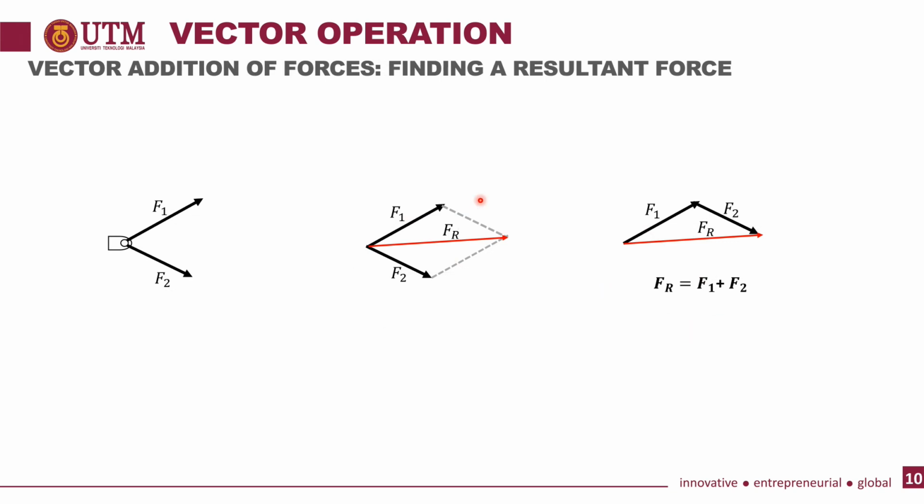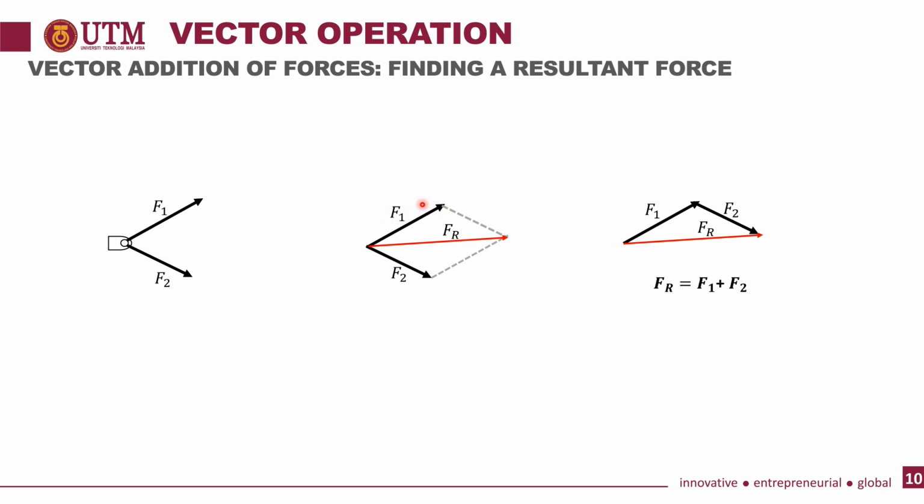This week you will learn how to find a resultant force. Let's say you have force F1 and force F2. As you can see here, the tails of force F1 and force F2 touch each other, so you need to use the parallelogram law to find the resultant force. You need to construct a parallel line for F1 and a parallel line for F2.